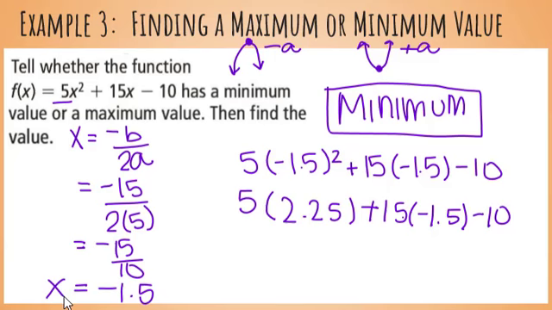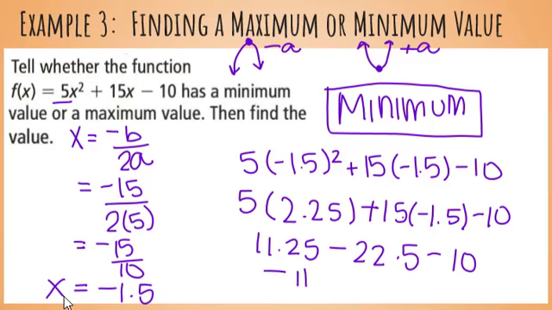2.25 times 5 becomes 11.25. And 15 times negative 1.5 becomes negative 22.5. And then we bring down our minus 10. So then we have 11.25 minus 22.5, which is negative 11.25. Negative 11.25 minus 10 is going to give us negative 21.25, which is our minimum answer.